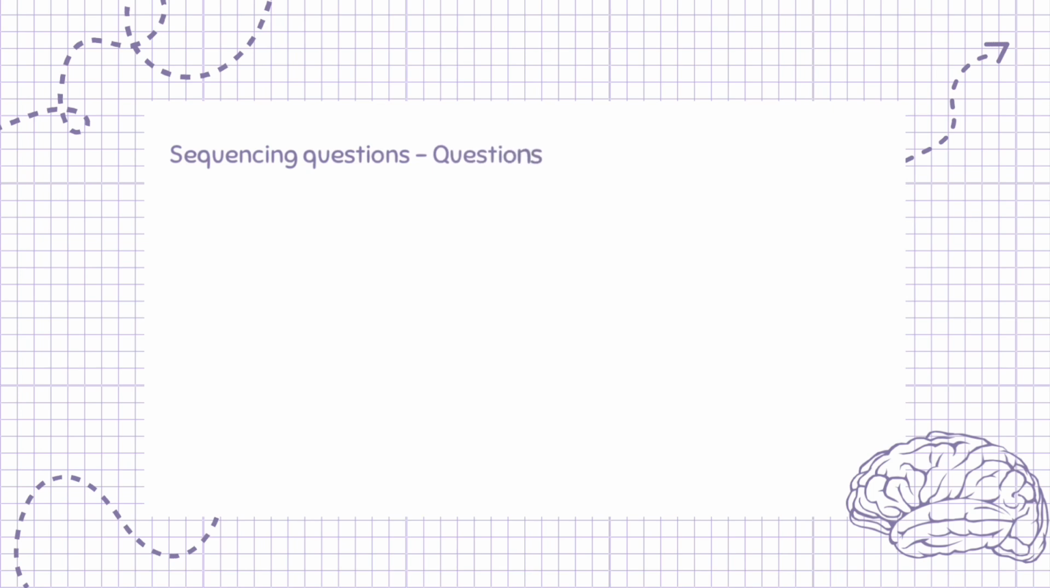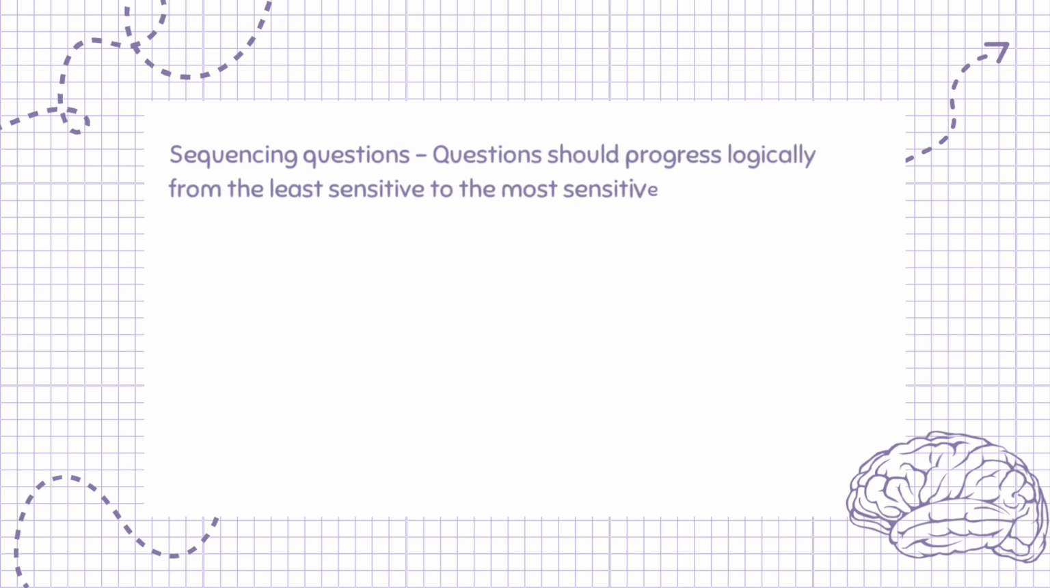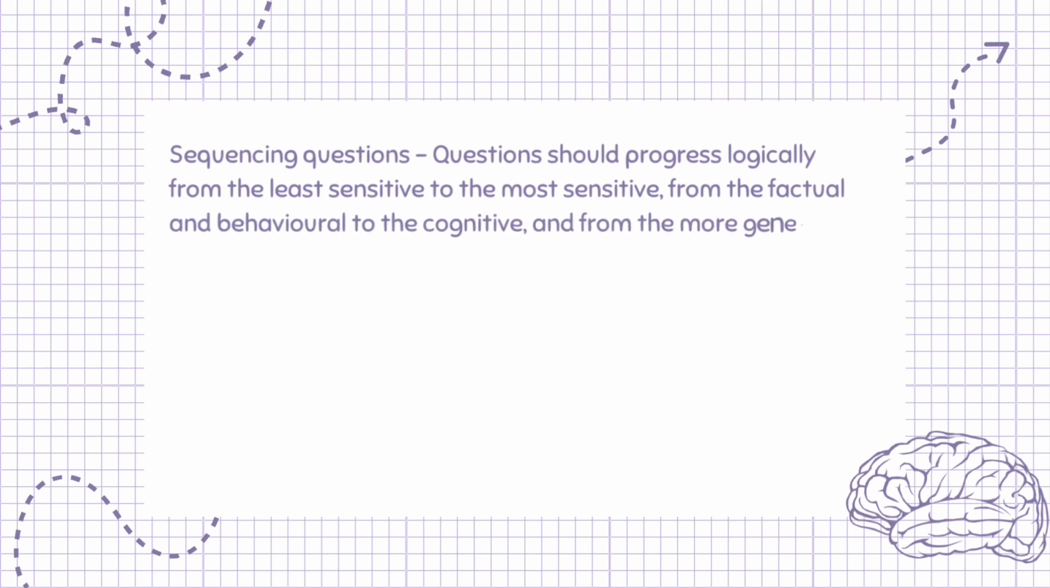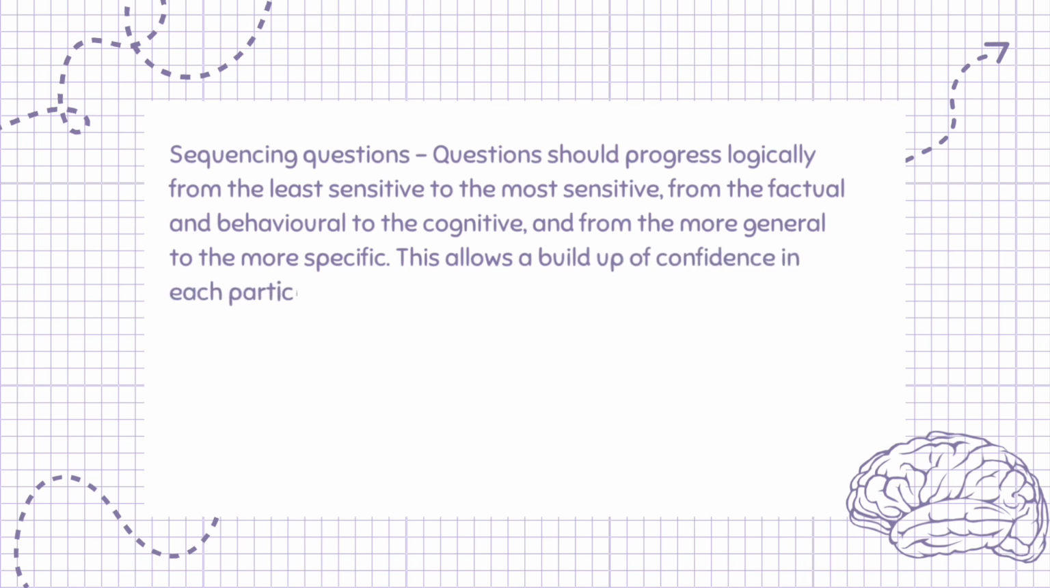Sequencing questions: questions should progress logically from the least sensitive to the most sensitive, from the factual and behavioral to the cognitive, and from the more general to the more specific. This allows a build-up of confidence in each participant.